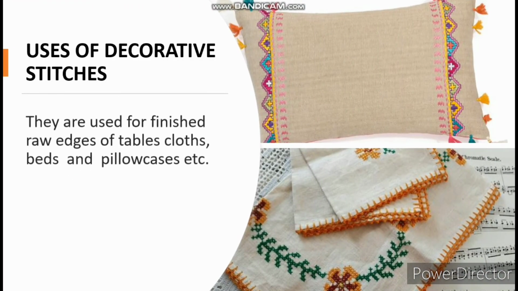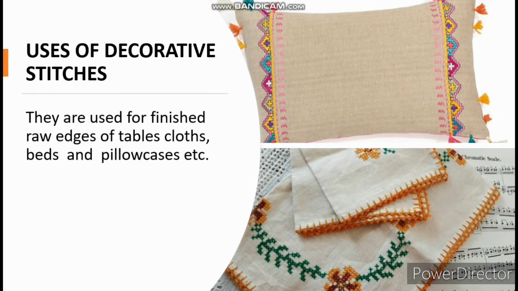Number two, decorative stitches are used to finish raw edges of tablecloths, beds, and pillowcases. Now look at it here. Are they not nice? So at the edge, you can see the edge of the pillowcase. See all the decoration there, and this also is the examples of tablecloths. These are made with decorative stitches.